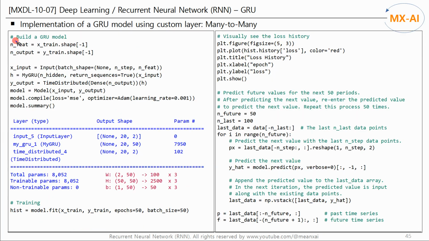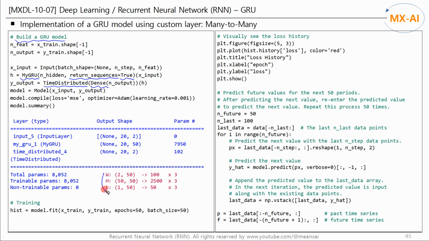Now let's build a many-to-many GRU model. When creating a recurrent layer, set the return sequences argument to true. This is because many-to-many models use all the outputs of each time step. And then we use the time-distributed class to create the output layer in this way. This means that the output layer is distributed across each time step.